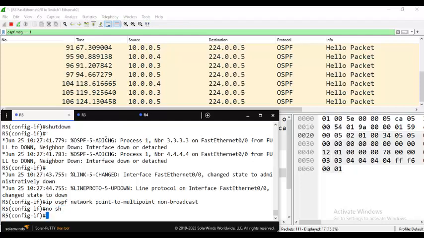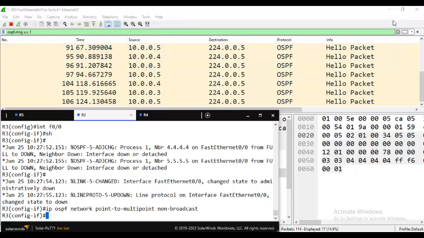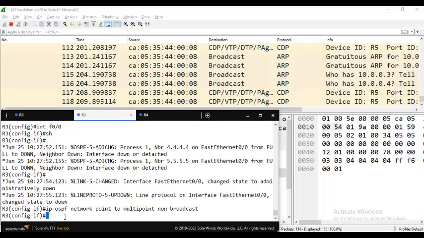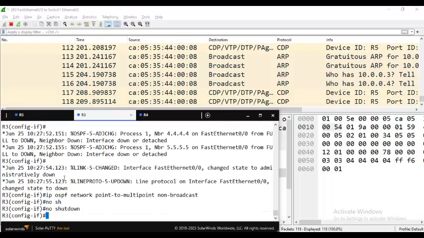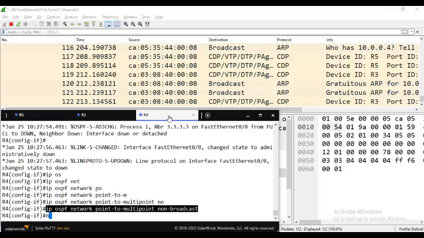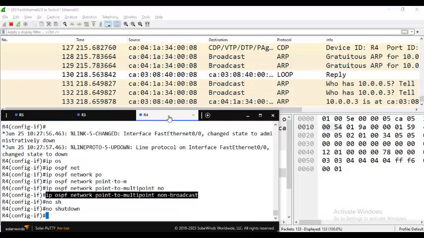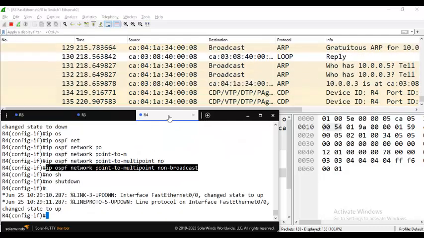I'm seeing some broadcast, sorry, ARP resolving MAC address, but why? Anyway, if we don't get OSPF, that is, oh, what? No. How is this? Am I doing correct? Point to multipoint non-broadcast. Okay, I say correct.